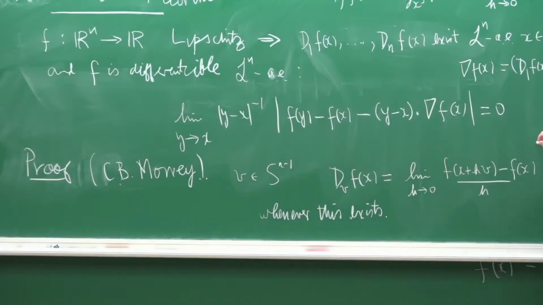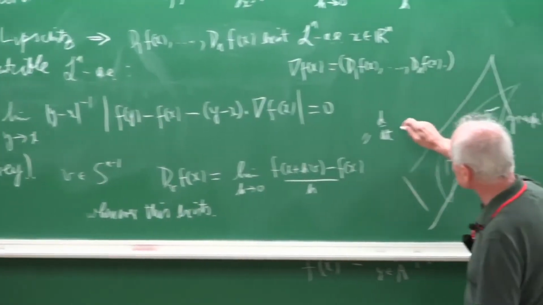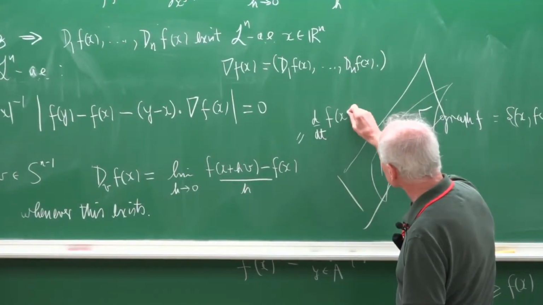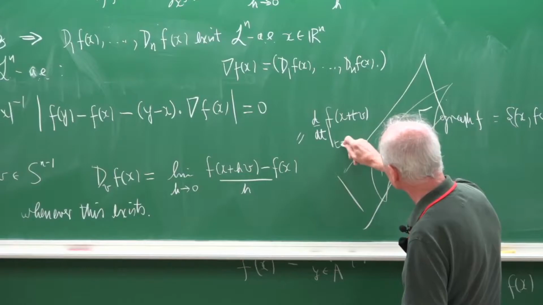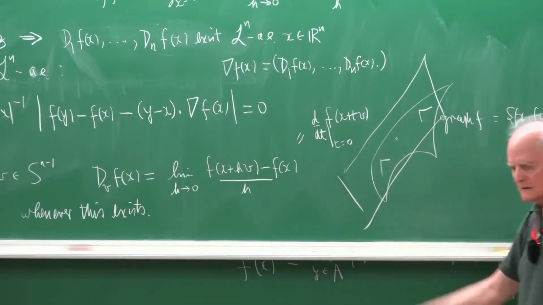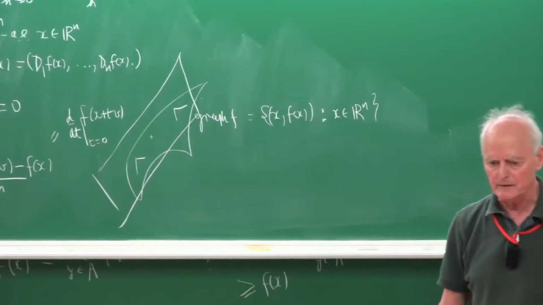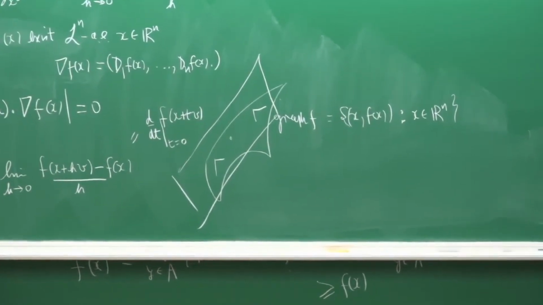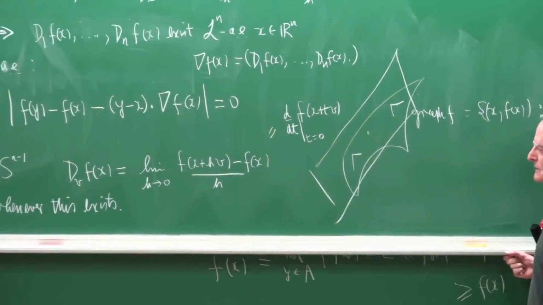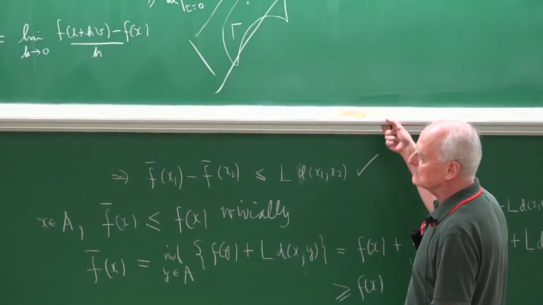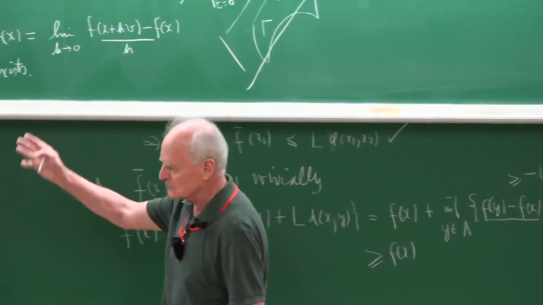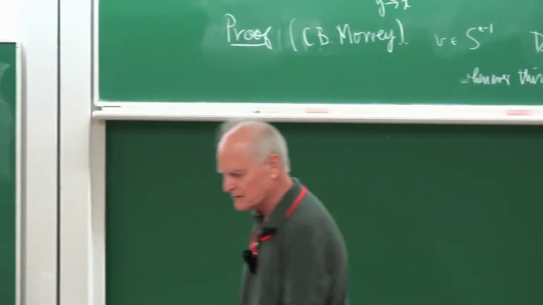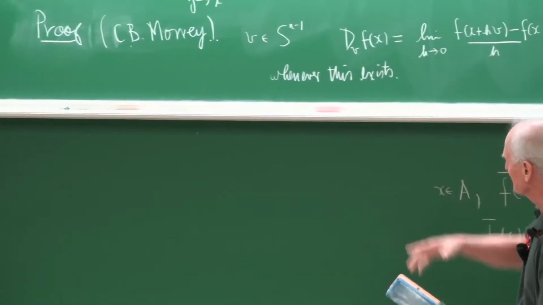Notice there's another way to say this. It's exactly equivalent to saying that the total derivative d/dt of f(x + tv), evaluated at t equal to 0, is equal. This is exactly the same as the derivative with respect to the t variable. It's exactly the same thing. So we do that first, just to set up notation, and we're going to talk about the fact that these directional derivatives exist almost everywhere. That's the first step in the proof of this differentiability result.